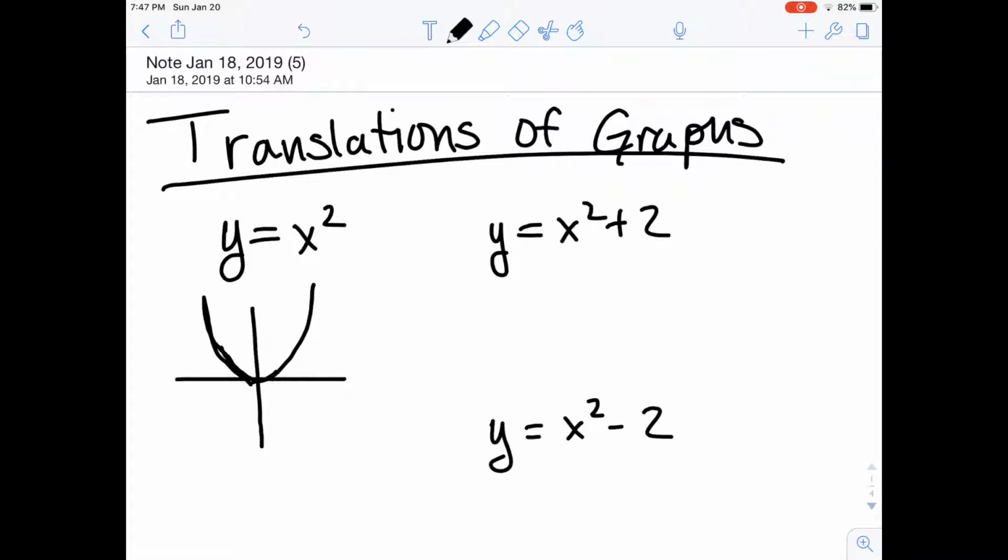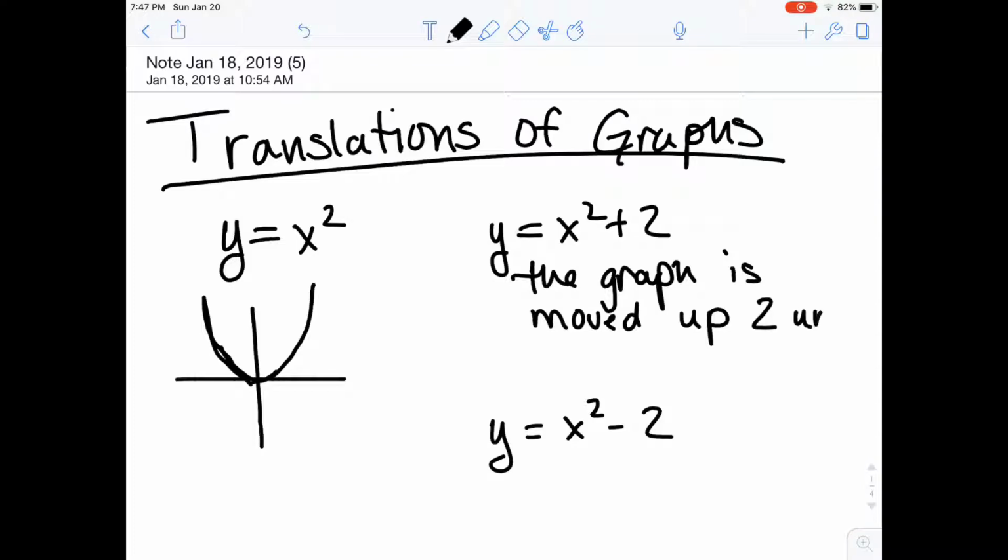Now we have this new equation, y equals x squared plus 2. Whenever you see this plus 2, or plus any number, that means you move the graph up. In this case, it's moved up 2 units. What do I mean by that? The bottom of your graph, the minimum, is now not at y equals 0, but it's now at y equals 2. So the graph of this would look something like this. Now your graph has moved up 2 units.